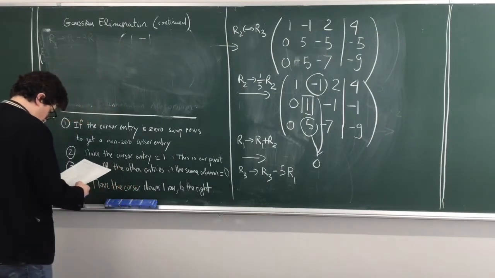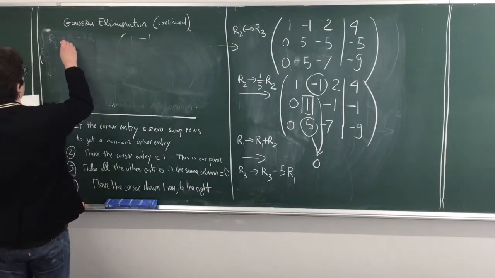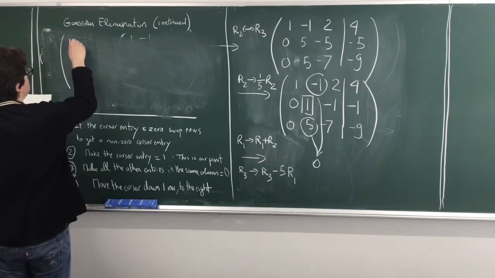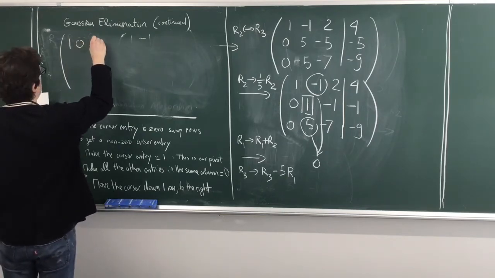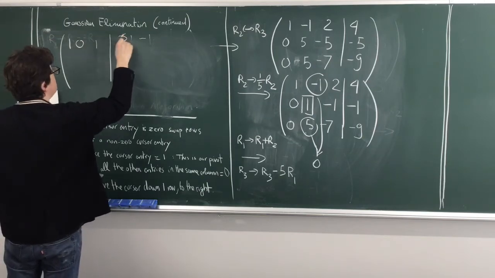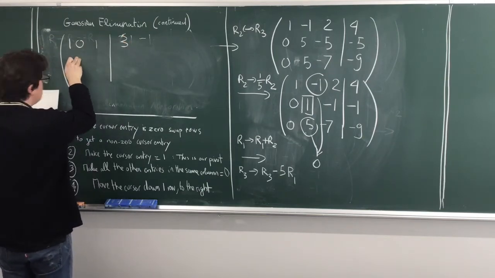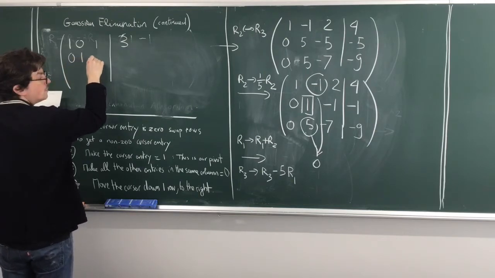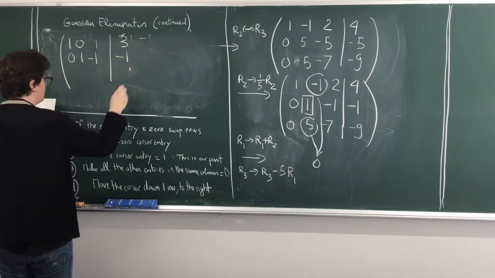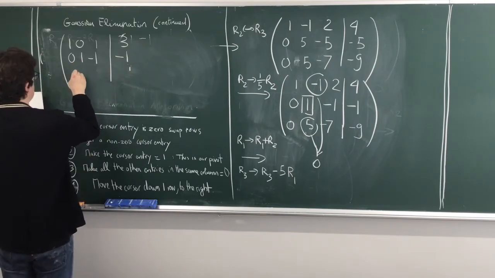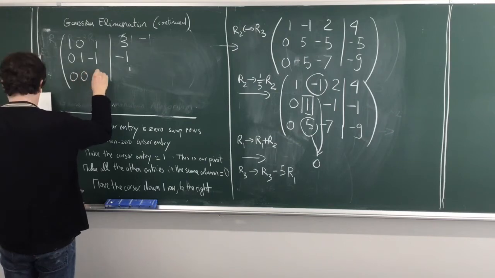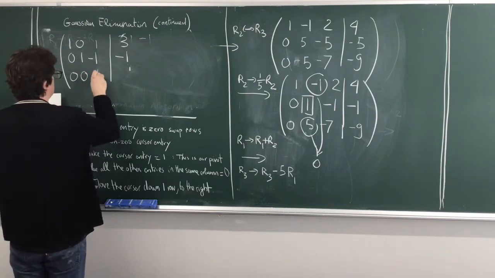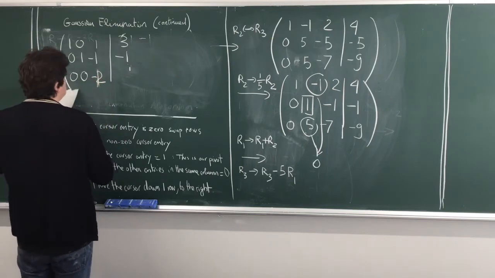So, I should get the following. Row 1 should become 1, 0, 1, and then 3. Row 2 is unchanged. Therefore, I get 0, 1, minus 1, minus 1. And row 3 becomes 0, 0, 1, minus 2, minus 2, and here, minus 4.